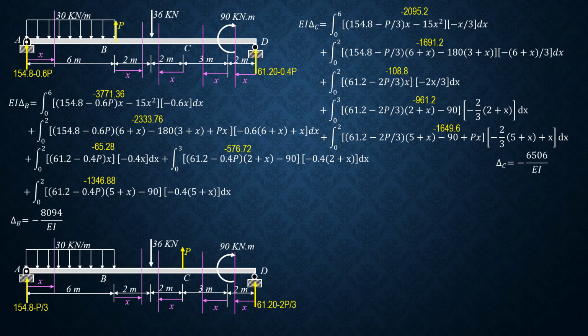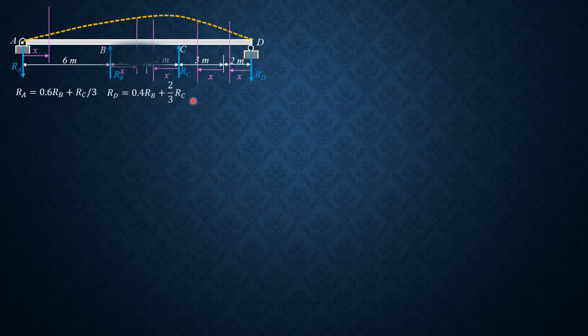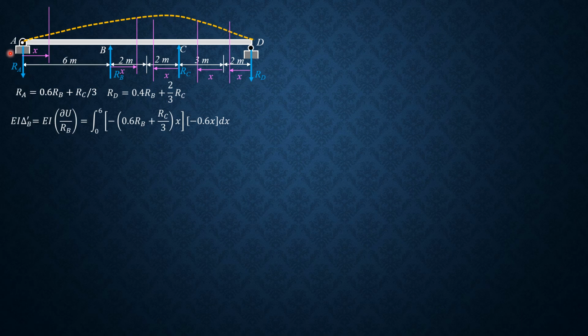Then due to the reaction, on the next slide, by Castigliano's, EI delta B prime is EI times the partial of U with respect to RB, and it is the integral 0 to 6 of, this was RA, negative 0.6 RB plus RC over 3. You can derive that again by summing up moments about D by statics, times x, then the partial derivative with respect to RB is negative 0.6x dx. Then in this section, the integral from 0 to 2 of negative quantity 0.6 RB plus RC over 3 times 6 plus x, then plus RB times x. The derivative with respect to RB is negative 0.6 times 6 plus x, then plus x.